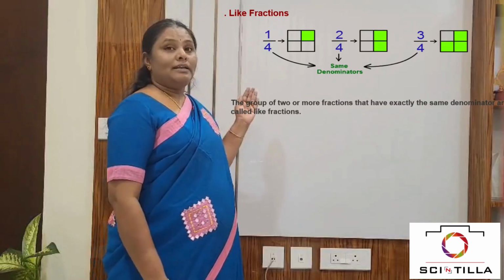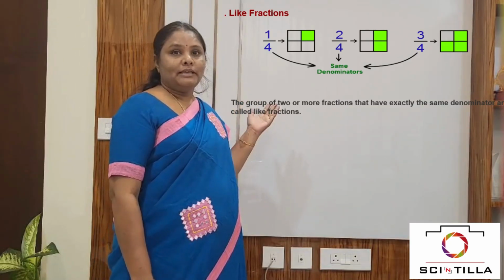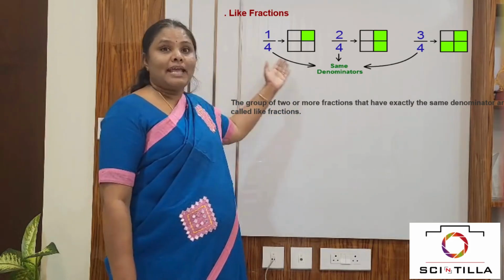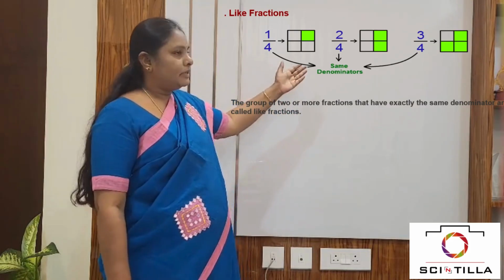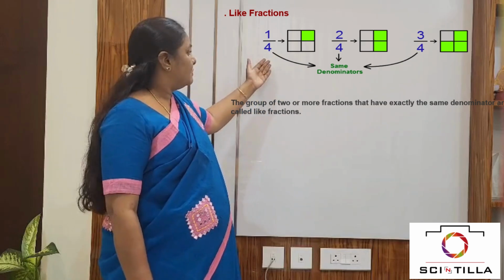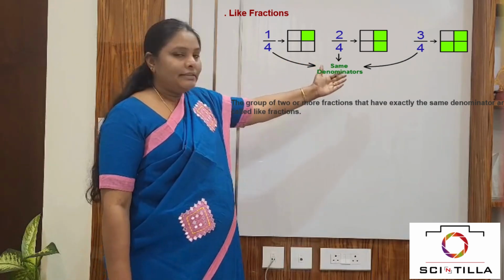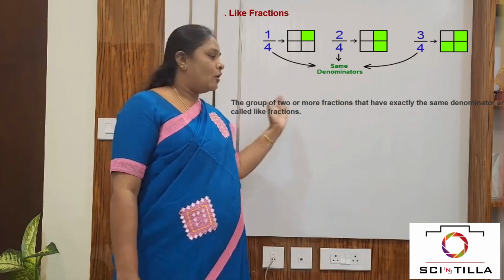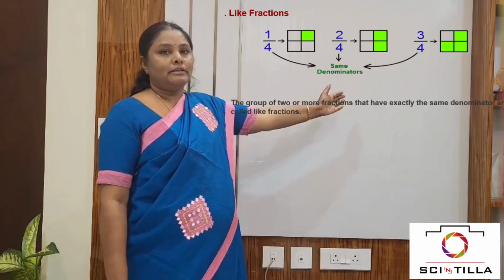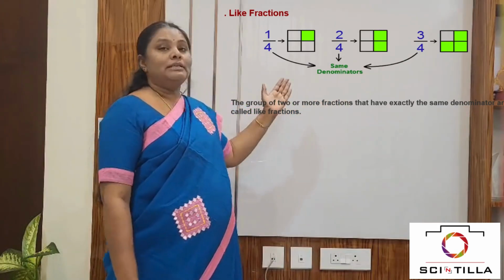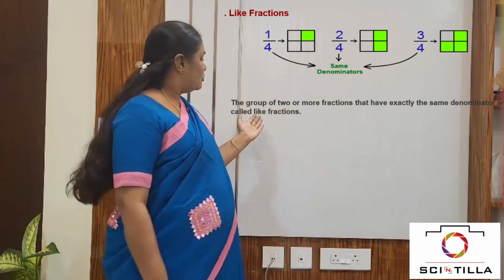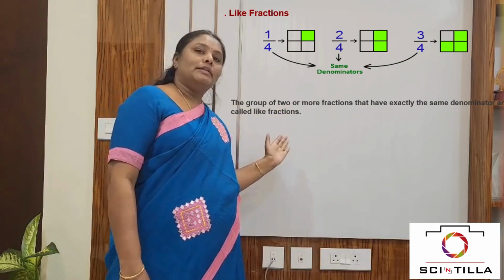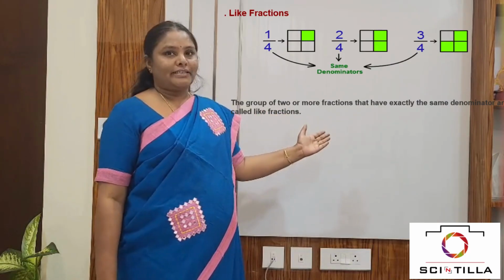Now, the next two fractions which we are going to see are based on the denominators. The first one is like fractions. Can you see the given figures here? It is written as 1/4, 2/4 and 3/4. These are the shaded parts. What do you notice here? All these fractions have the denominator 4. That is, they have the same denominator. Two or more fractions which have the same denominator, we call like fractions.